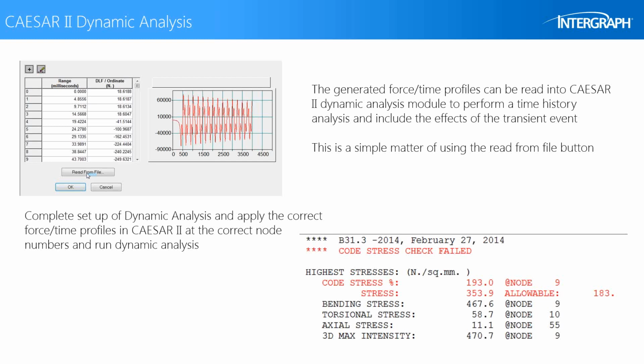Then you complete the setup of the dynamic analysis, apply the correct force time profiles inside Caesar 2 at the correct node numbers, and then run the Caesar 2 dynamic analysis to see the results of the effects of the flow of the fluid through your system in your mechanical pipe stress analysis.